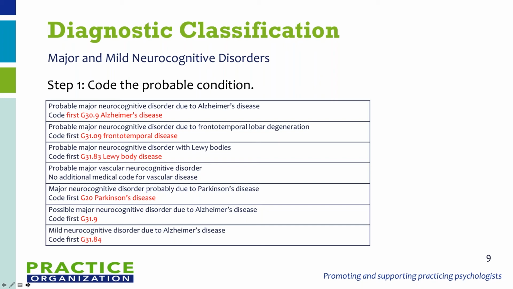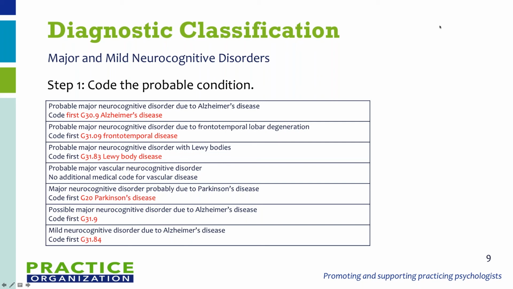If there's a possible major neurocognitive disorder due to Alzheimer's, it's G31.9, and the one that many of us use in neuropsychology, mild neurocognitive disorder due to Alzheimer's disease, or some variation, G31.84. Now, before I move on, let me emphasize that these are the diagnoses, and very often the patient will come to you with this kind of information, but it may not be what you end up with. So let's go on to step 2, which is found in the next slide.